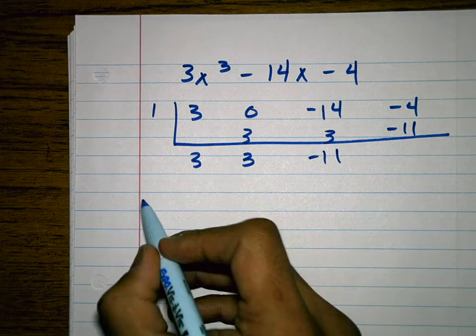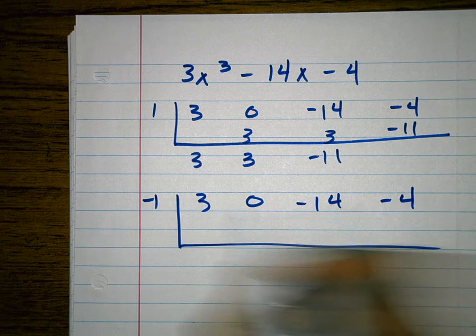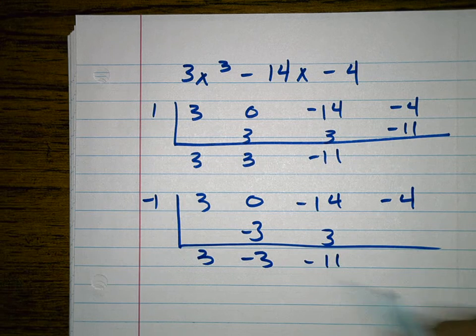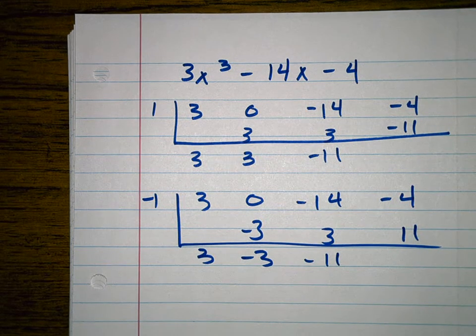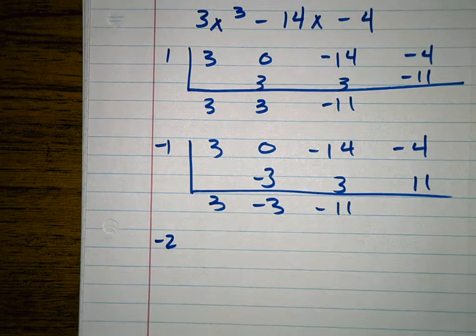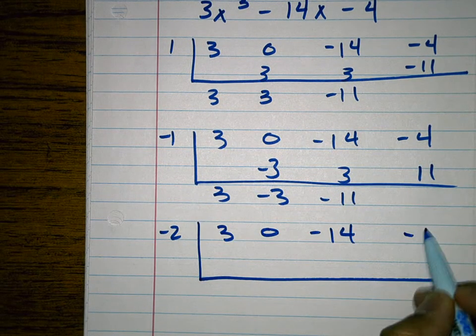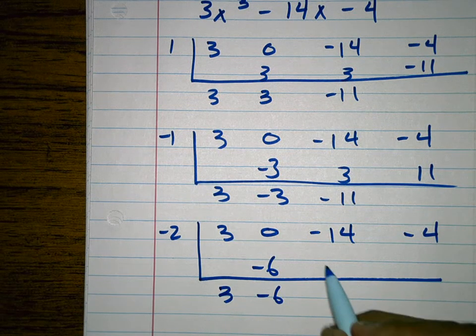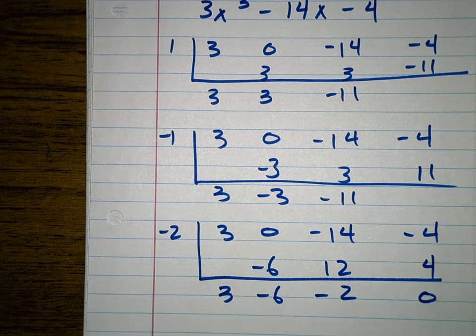Okay, I'm going to try negative 1. I'm going to try 3, 0, negative 14, negative 4. Bring it down. Negative 3, 3, negative 11. Negative 11 again, didn't work. Okay, so I'm going to go ahead and try negative 2. So bring that down, negative 6, positive 12, negative 2, and then positive 4. So that worked.